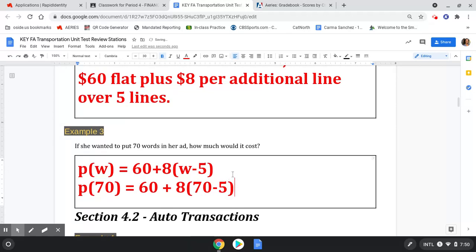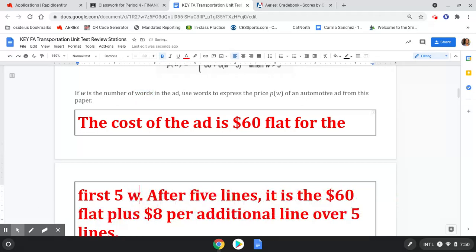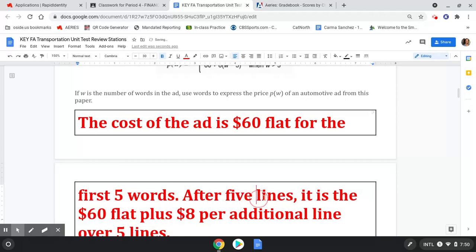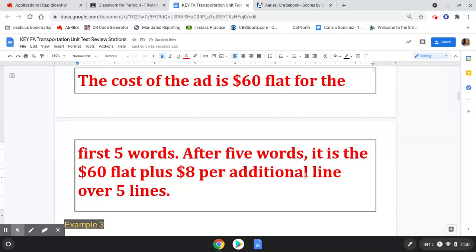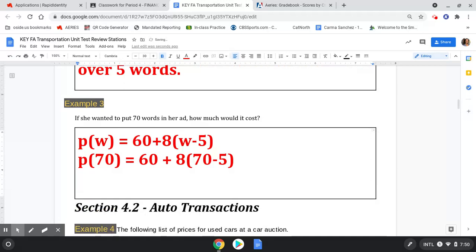And I just noticed something again, that we're not talking about the number of lines in an ad this time. We're talking about the number of words. So I'm going to change this. The cost of the ad is 60 flat for the first 5 words. Not lines. After 5 words, it is the 60 flat plus 8 per additional word over the 5 words. Sorry about that. Okay, so now we're plugging in 70 words, P of 70.